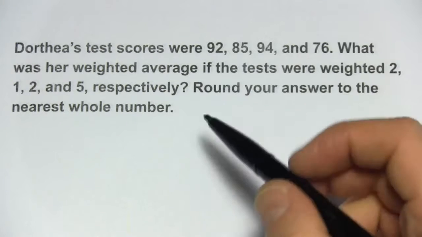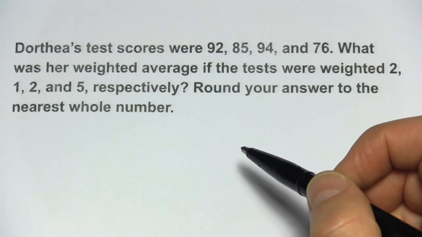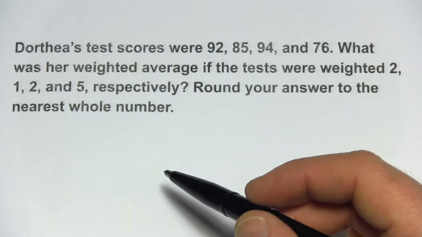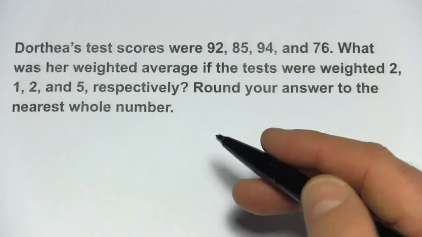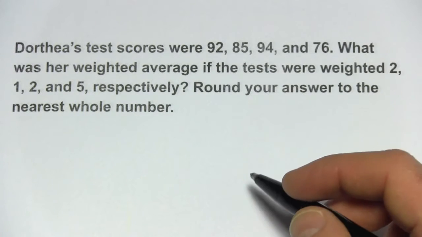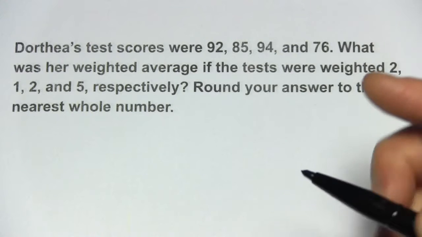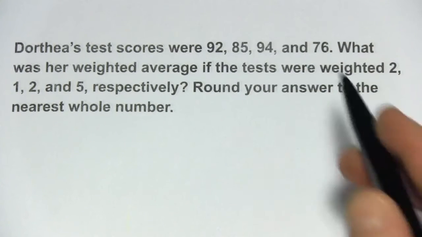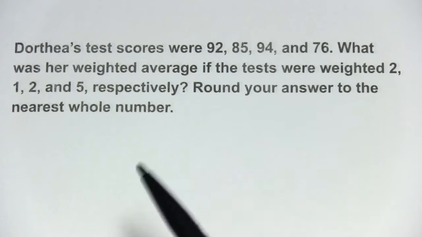In these problems, we're working with something called a weighted average. Sometimes a teacher might organize their class so that they say a midterm is worth 3 quizzes and the final exam is worth 5 quizzes. And so the quizzes would all be weighted 1, the midterm weighted 3, and the final exam weighted 5. How the teacher actually figures that out is like this.